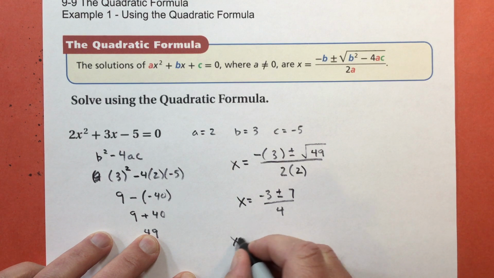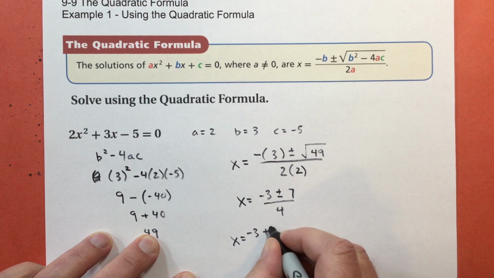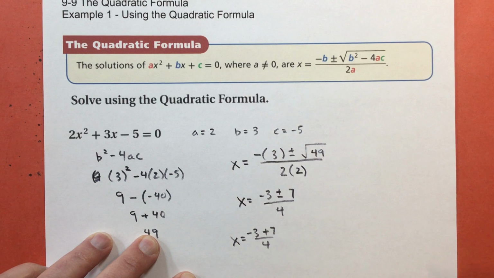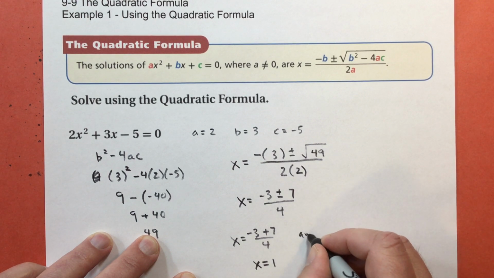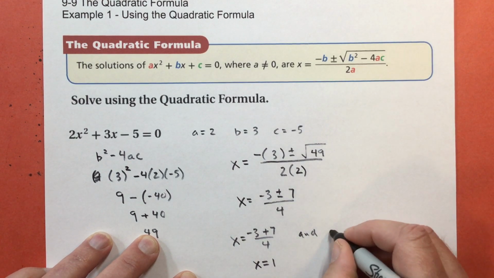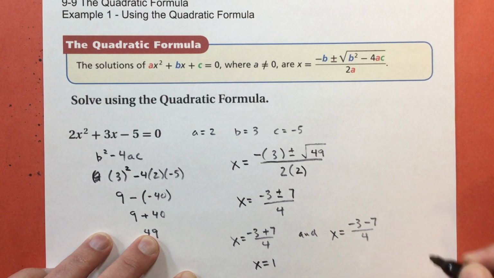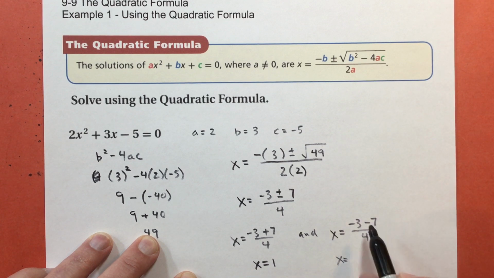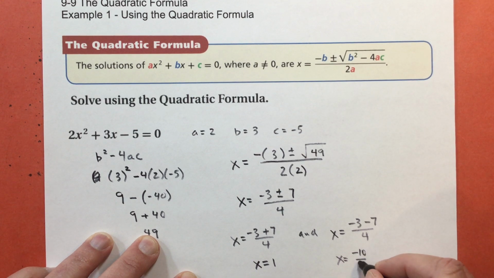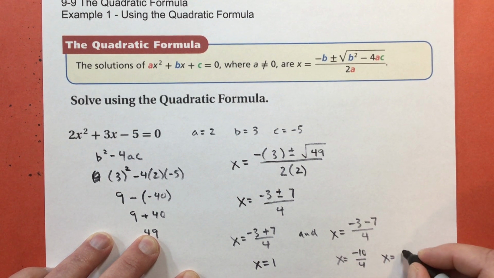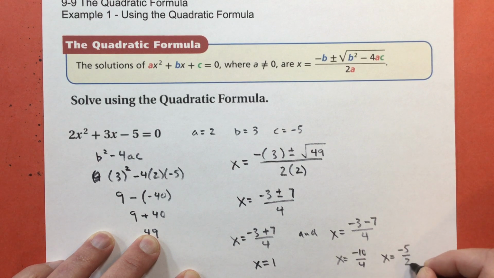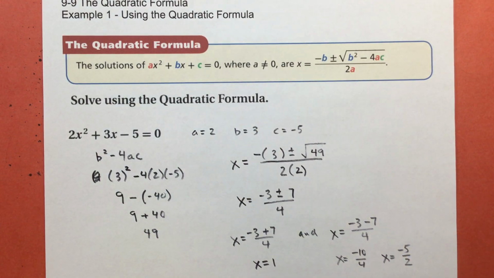This tells me that I've got x equals -3 plus 7 divided by 4. -3 plus 7 is 4. 4 divided by 4 equals 1, so I get x equals 1. My other solution is going to be x equals -3 subtract 7 divided by 4. And -3 subtract 7 is -10. And -10 divided by 4 can reduce to -5/2. And you can leave it -5/2. That's okay. You don't have to change it to a decimal.